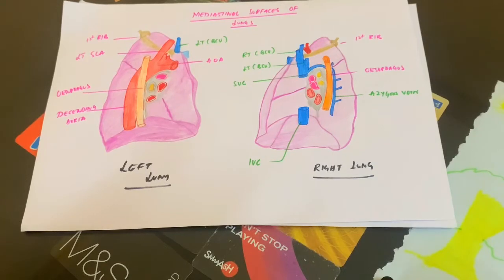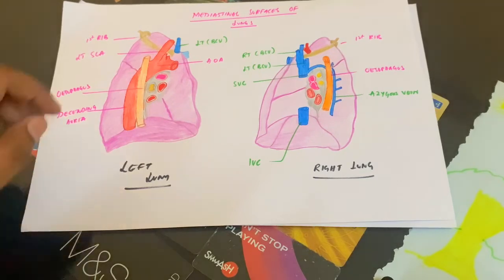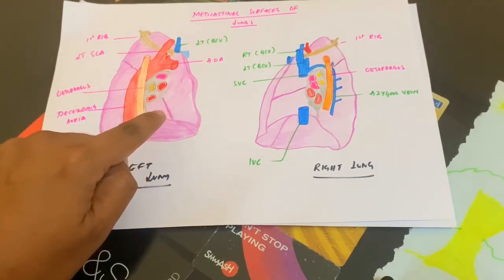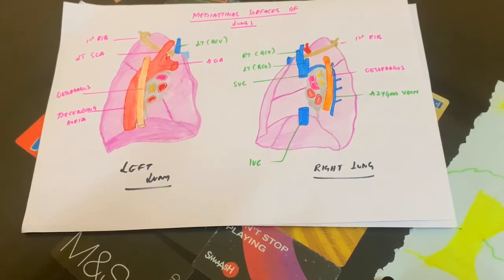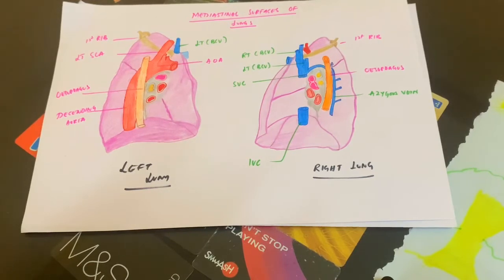Then next, not only this hilum, you have some structures over here. You have the cardiac impression. The cardiac impression is this one, which is more deeply concave than that of the right lung, because the heart bulges more to the left side. The cardiac impression is related to the left ventricle. It is also related to a part of the right ventricle.